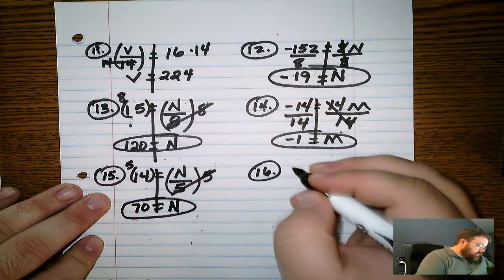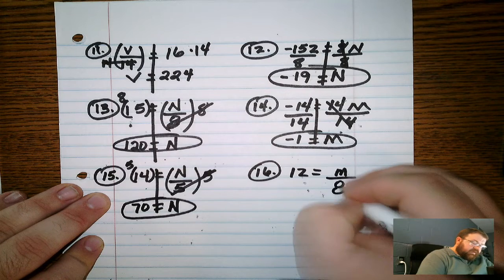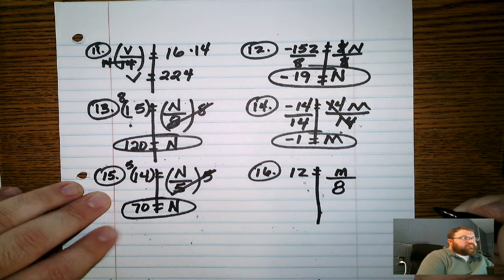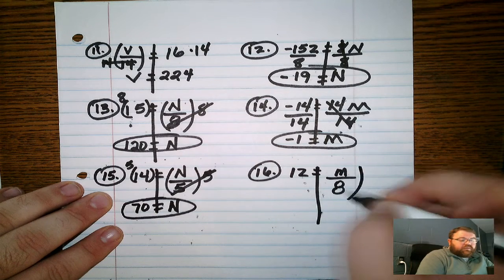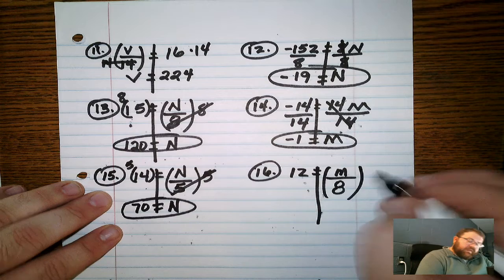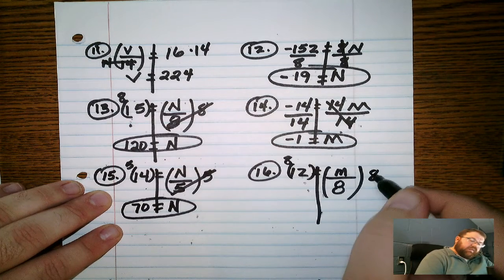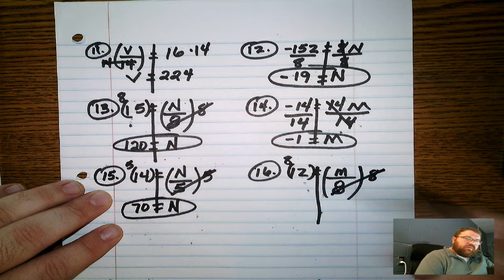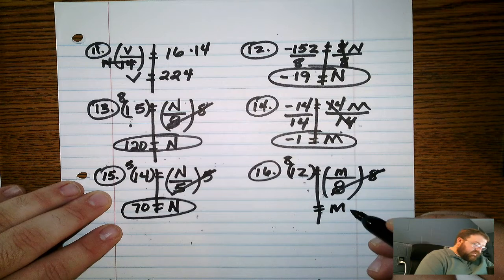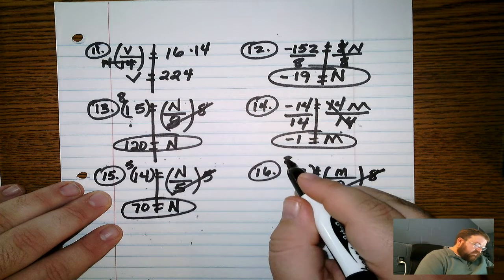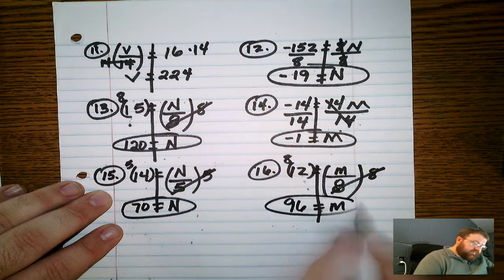Number 16 is 12 equals m divided by 8. I'll draw my line. The 8's trying to divide, so I multiply both sides by 8. The 8's cancel. It leaves me m is equal to 8 times 12, which is 96.